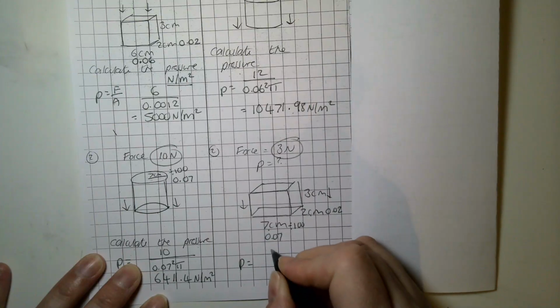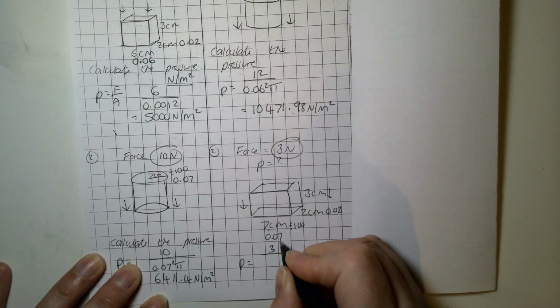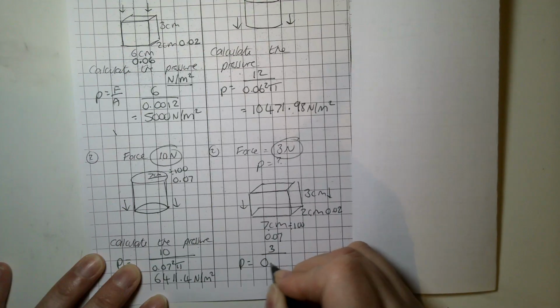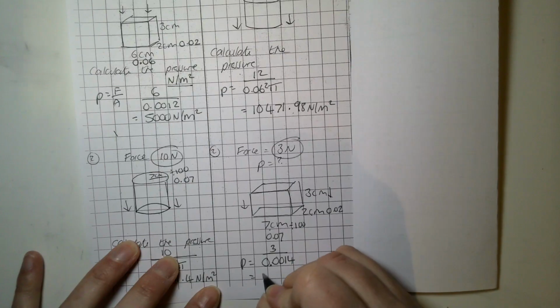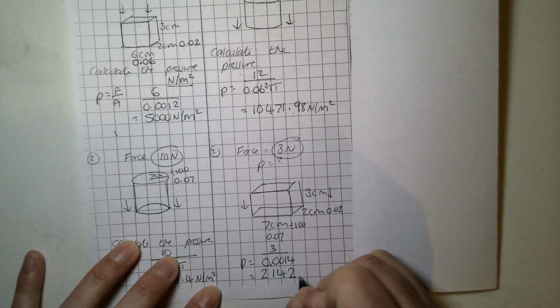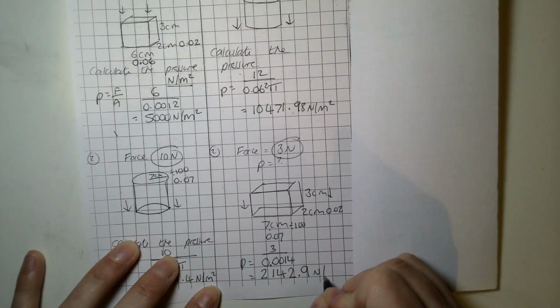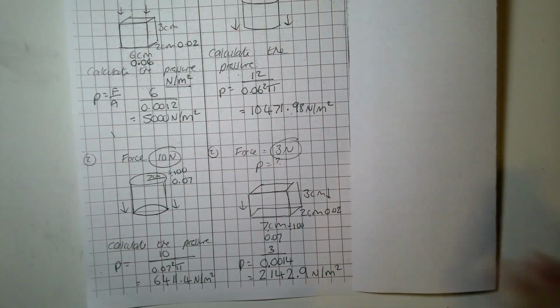And to get the pressure, we're going to do 3 divided by 0.07 times 0.02, which is 0.014. And we're going to do 3 divided by that number. And we get 2,142.9 newtons per metres squared.